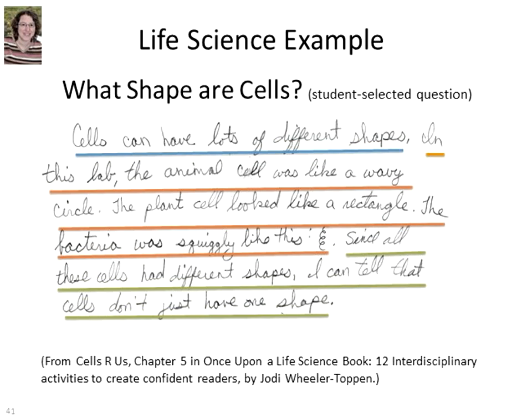Once again, a very simple argument. Here's the claim. In the orange, you have their evidence, which is the data that they collected in lab. In this case, it was observation data, and then the reasoning down at the end.